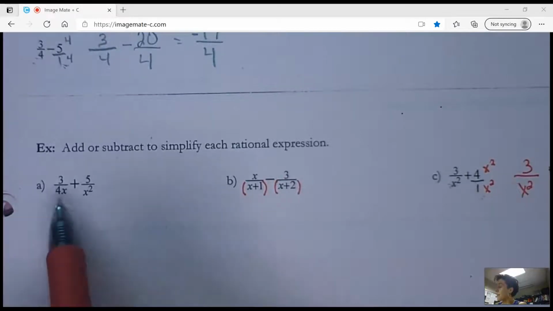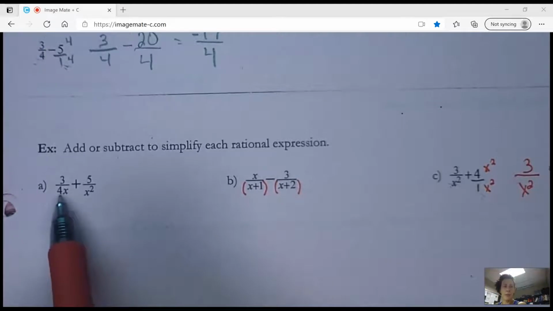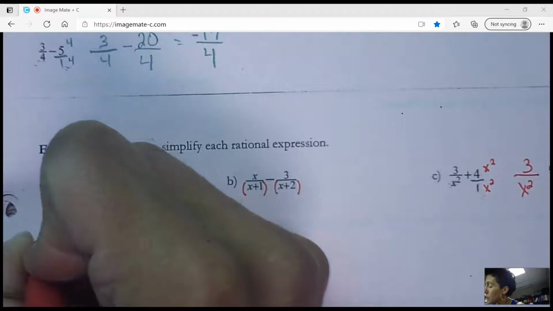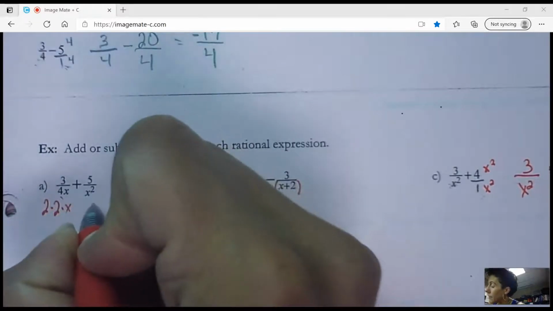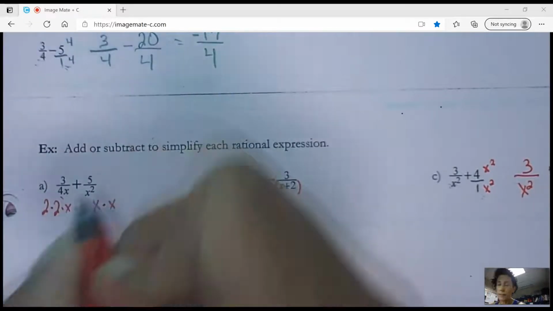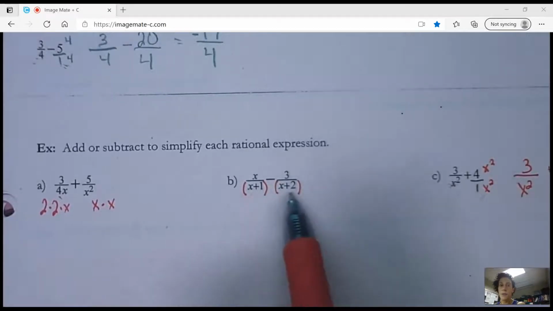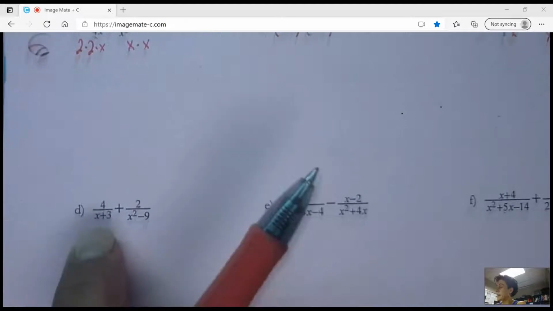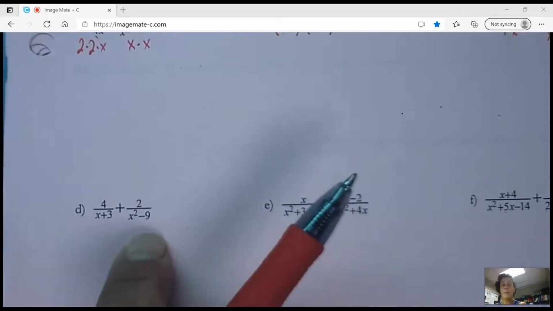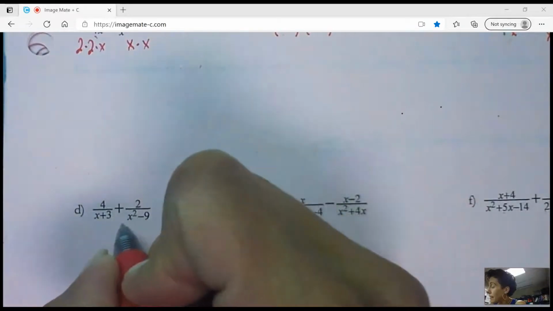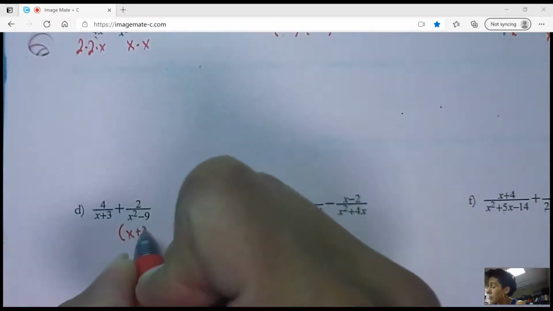So 4x, I can't factor really. Well, I guess I could factor 4 down into 2 times x, and x squared I could factor into x times x. So that's that. This denominator, I can't factor this or factor this. This denominator, I cannot factor x plus 3, but I can factor x squared minus 9. So I'm going to factor that into a difference of squares because there's not a GCF.